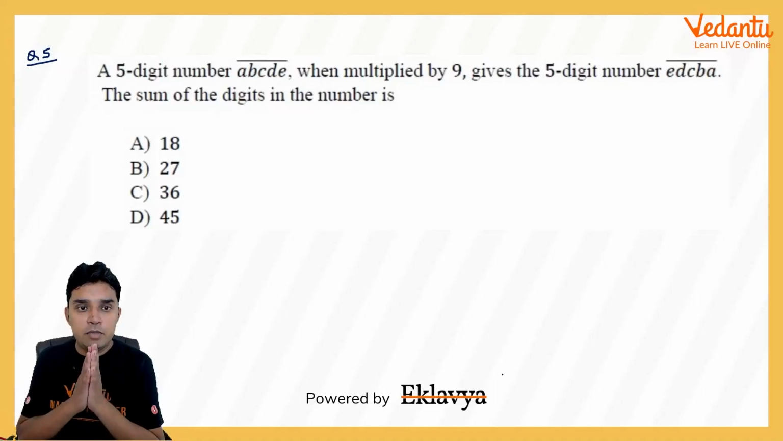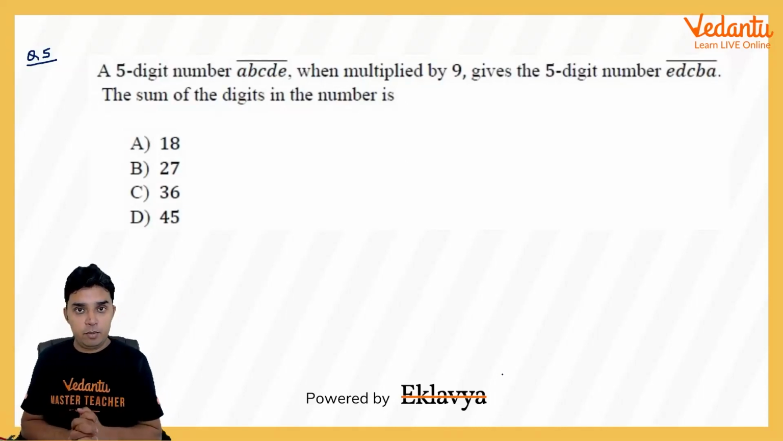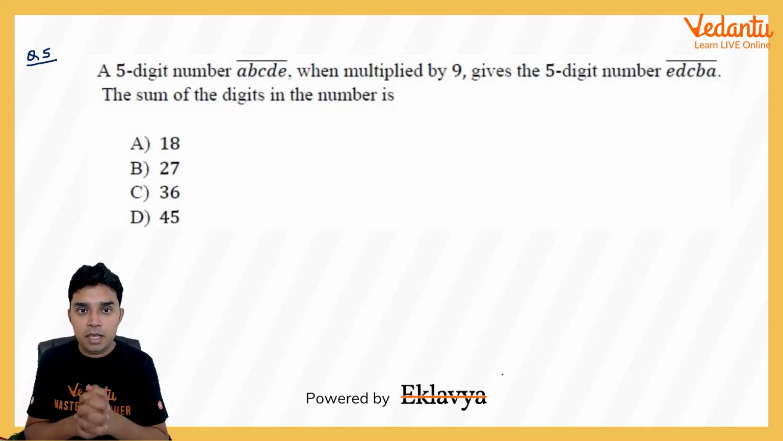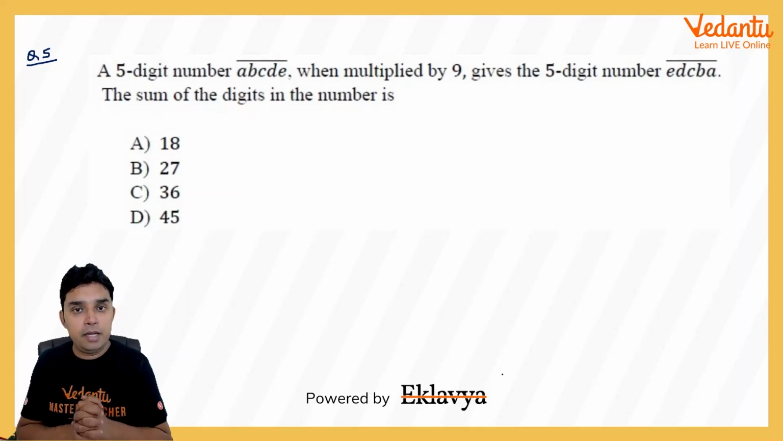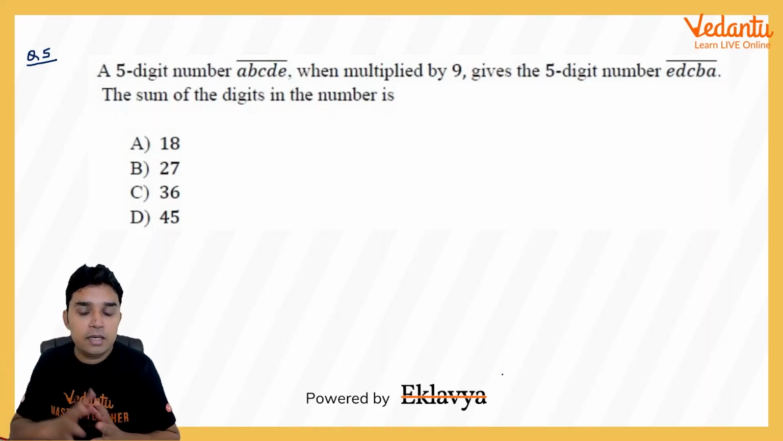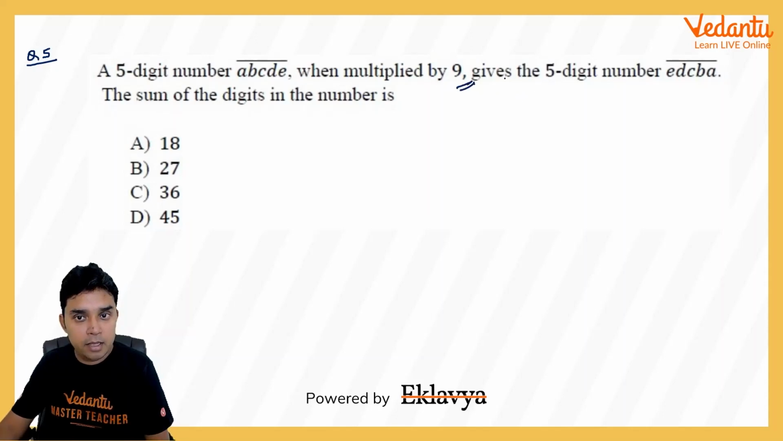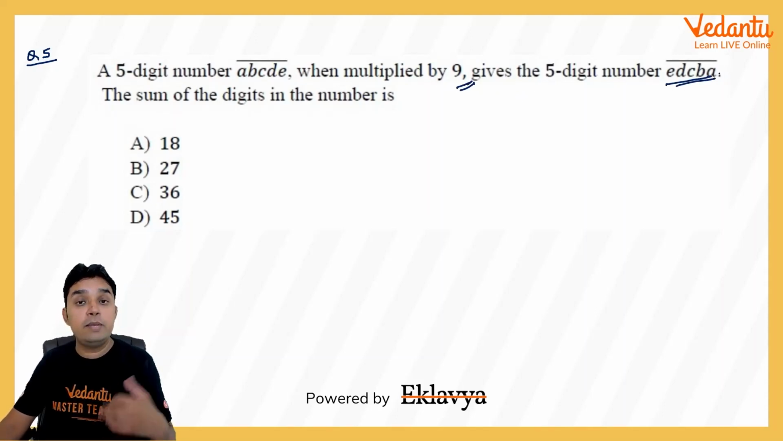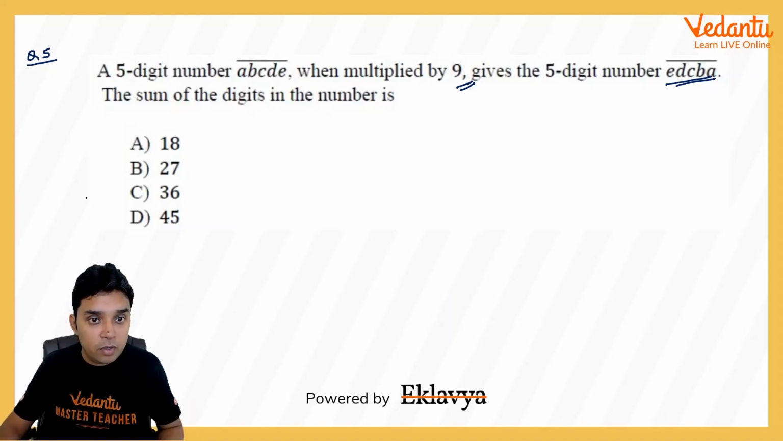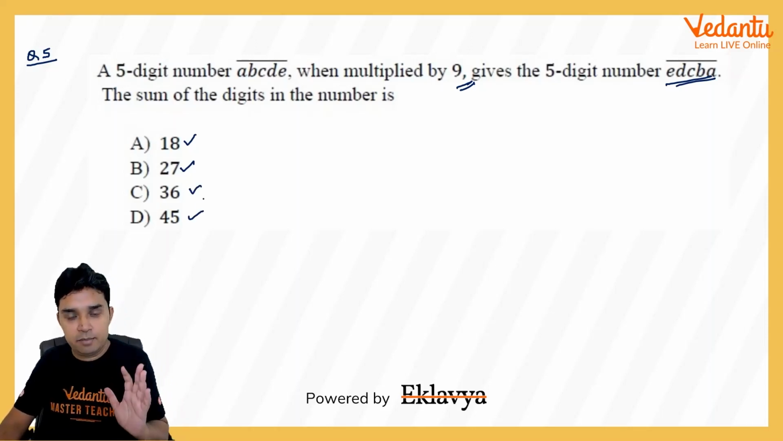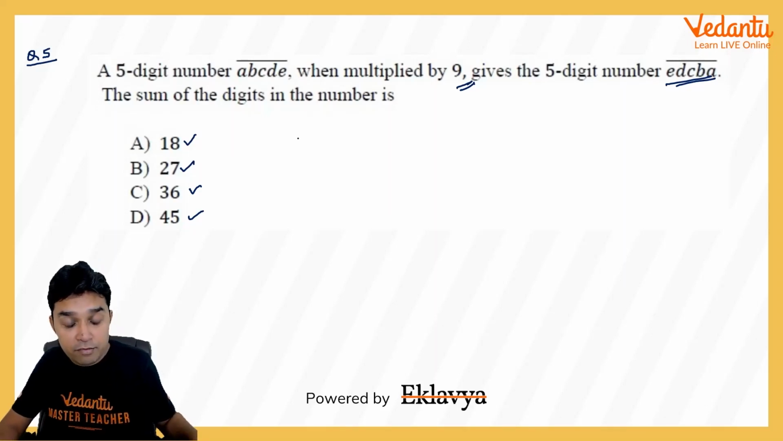Now coming to question number 5, this is a question from previous year KVPY. It says a 5-digit number A, B, C, D, E when multiplied by 9 gives 5-digit number E, D, C, B, A. Just reverse the digits. Then you have to find the sum of digits in the number. If this EDCBA is multiple of 9, then its sum of digits has to be multiple of 9, isn't it? And if we look at the options, I think they have given all such options only which are multiple of 9. So we cannot eliminate any option because of this thing. But yes, we have some other option. We have some other method.